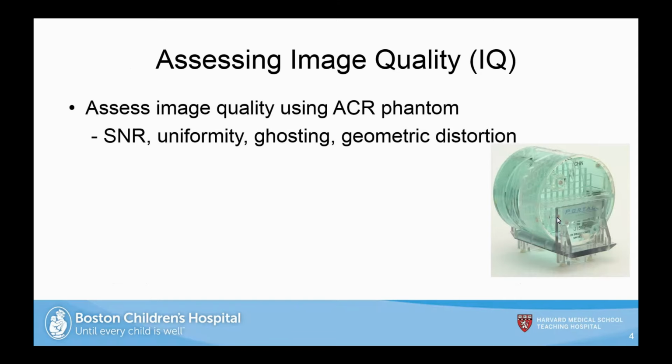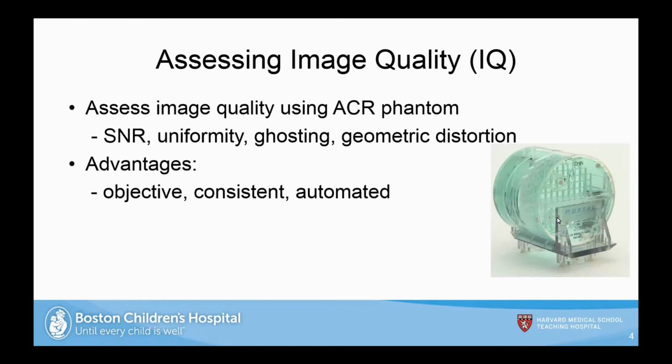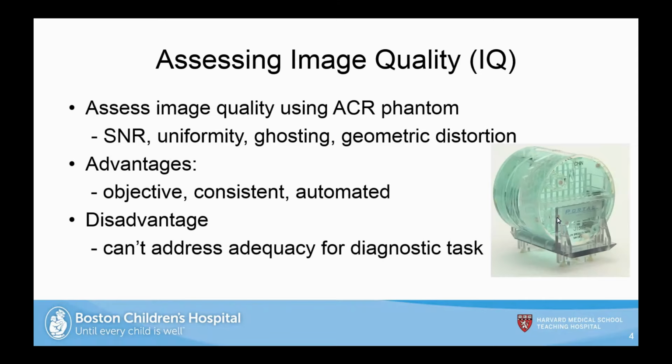So when it comes to assessing image quality, one thing that I've been doing during my rotation is using an ACR phantom. So we use this phantom to basically calculate SNR, uniformity, ghosting, and geometric distortion, for example. The advantages are that it's objective, it's consistent, because you're doing the same scans every time, and it can also be automated. But the disadvantage is that it can't address adequacy for a diagnostic task, so it can't tell you whether you can see a lesion or not.